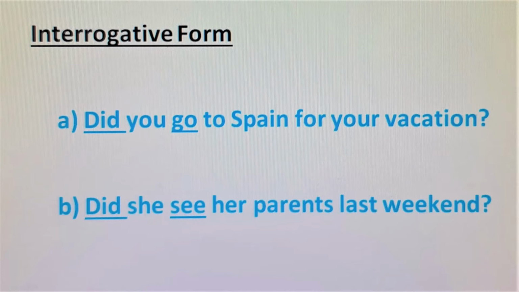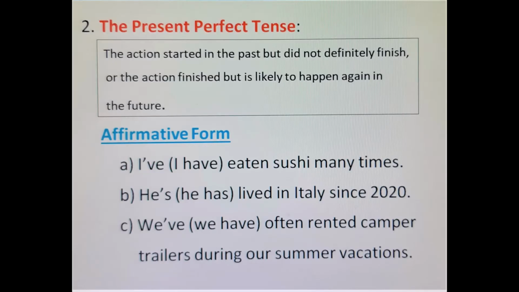Repeat. So we have did, and then we have our subject pronoun, and then we have the base form, go. Did you go? Now B. Did she see her parents last weekend? Repeat. Very good. Now let's go to the next slide.